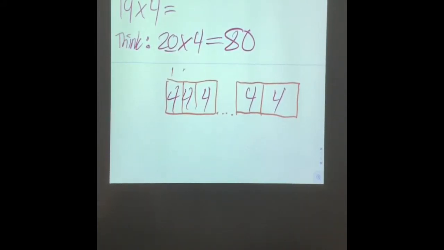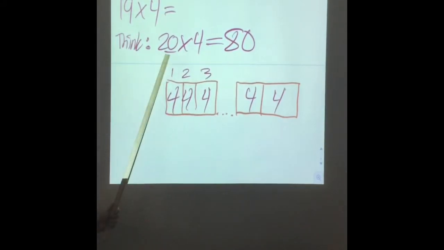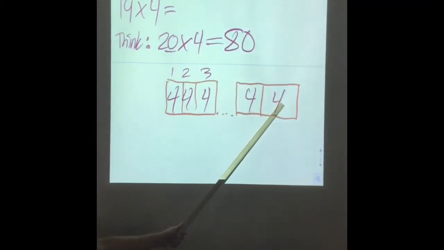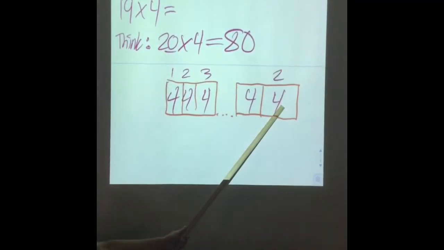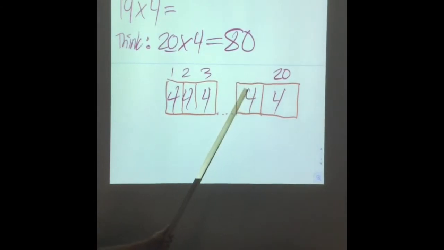So this is box 1, 2, 3, and then I'm skipping ahead. What's my number up here that I rounded to? 20. So what box is this? This is going to be box 20, and that makes this box what? 19. Is that the one that we're looking for the answer? Yes.